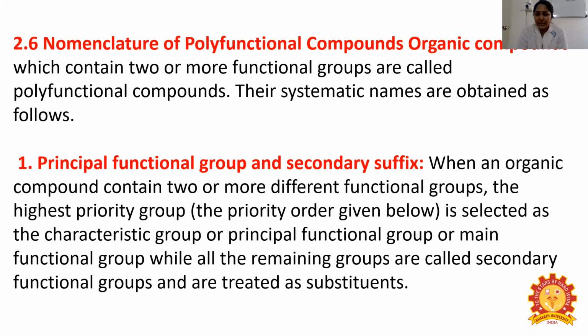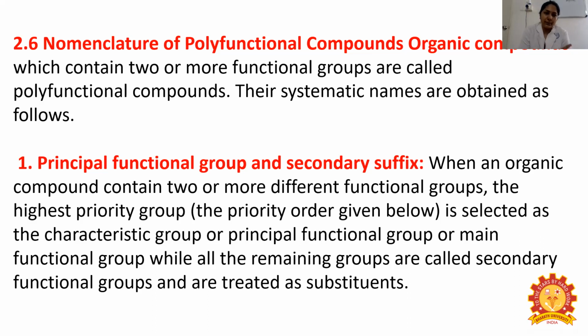Principal functional group and the secondary suffix. When an organic compound contains 2 or more different functional groups, the highest priority group, according to the priority order given below, is selected as the characteristic group, the principal functional group, or main functional group, while all the remaining groups are called secondary functional groups and are treated as substituents. So nomenclature of polyfunctional compounds: many functional groups attached to one organic compound. An organic compound containing 2 or more functional groups is called a polyfunctional compound.